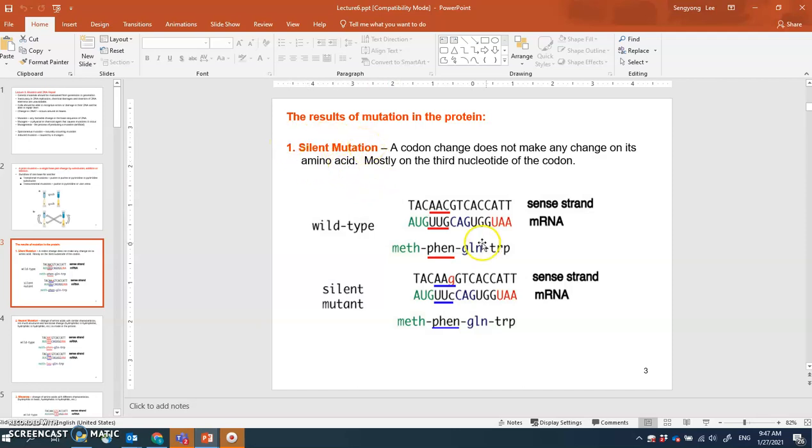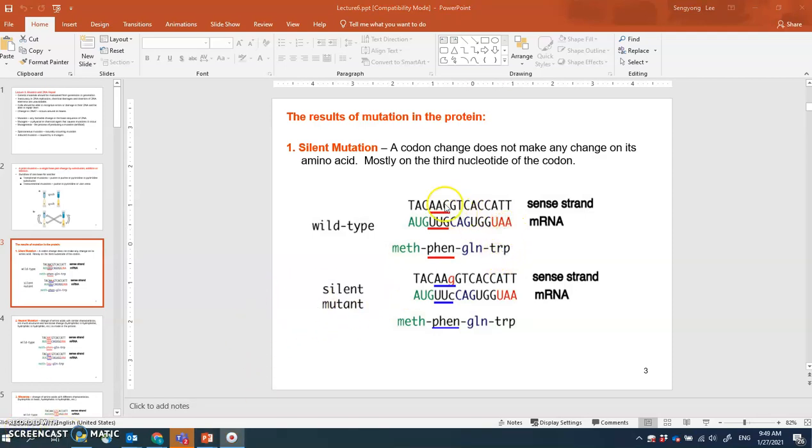Yes, changes are made in your DNA, but the change is not made at the protein level, because the change within the DNA sequence was minor. So that was the original DNA sequence, which is transcribed into this sequence: T to A, A to U, because there's no T in RNA, and then C to G, A to U, and C to G. If you look up the codon table, you will see AUG is methionine, the start codon, UUG is phenylalanine, GUG is glutamine, and UAA is tryptophan, right?